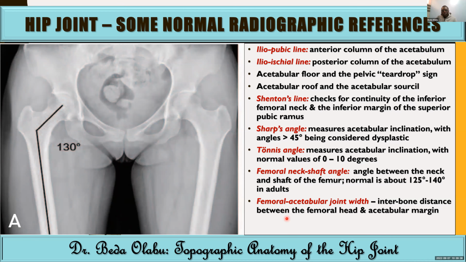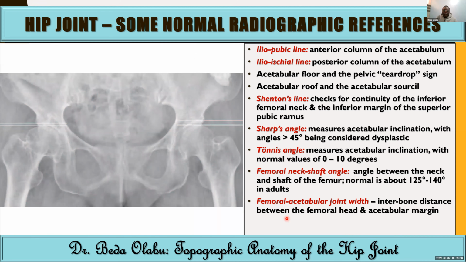We have what you call femoral acetabular joint width. Femoral acetabular joint width measures the interbone distance between the femoral head and the acetabular margin. Don't confuse it with the Tönnis angle. So here we're just looking at the joint width. Now don't assume that when you see that gap, it's usually just a space. Remember, this is radiograph using X-rays.